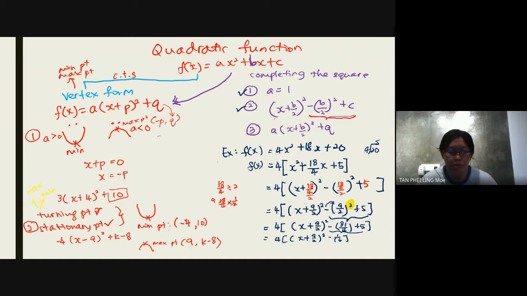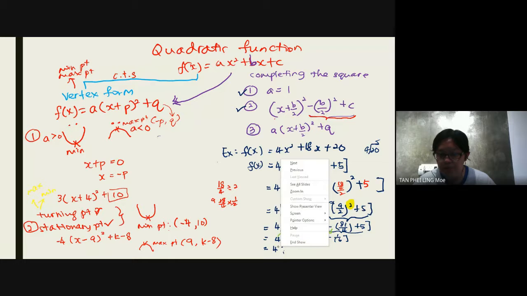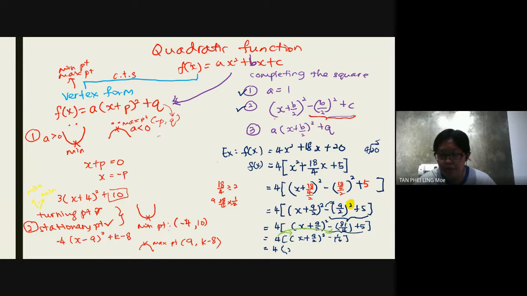Why no? Because you haven't expanded. You cannot just leave your 4 outside. Your 4 has to be expanded, multiplied in here, and also the next term. So let me change back to blue and show you that. You put your 4 outside, open up this big bracket. Your 4 multiplies into the first term, you have 4 times x plus 9 over 2 squared. Then this one also multiplies in, and you get negative 1 over 4. Then only this is the final answer.